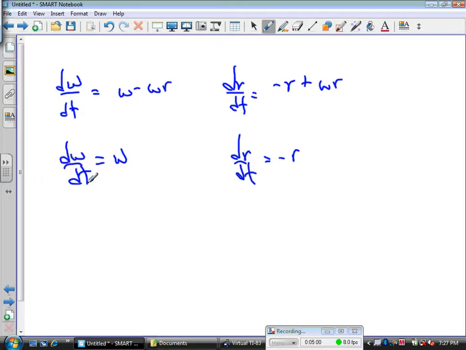Now, my second question is, where do they get this slope field from? How could you come up with the slope field yourself on your calculator?